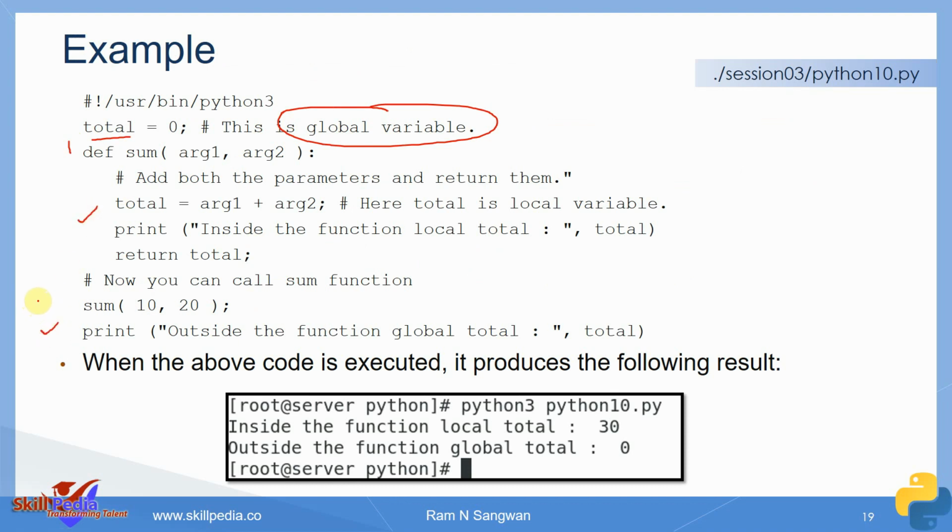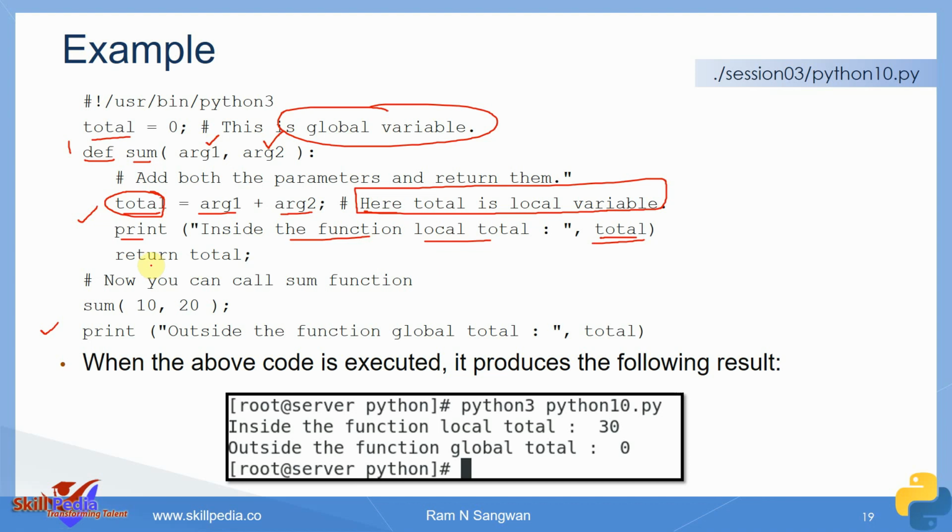Available everywhere. Now we are defining a function. The function is sum. We are passing two values, argument 1 and argument 2. And we are calculating total as argument 1 plus argument 2. This total is local. And we print inside the function the local total. For example, you passed 5 and 7. So this 12 will be the value here.